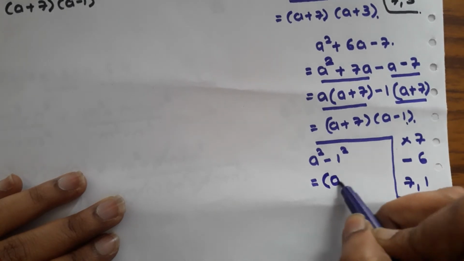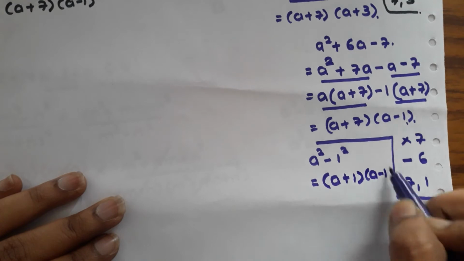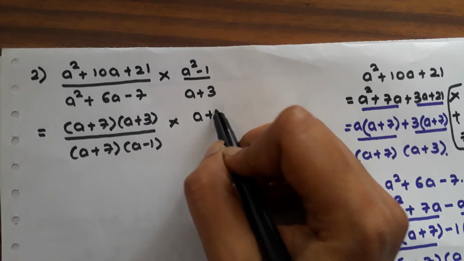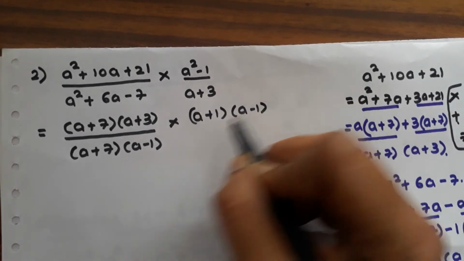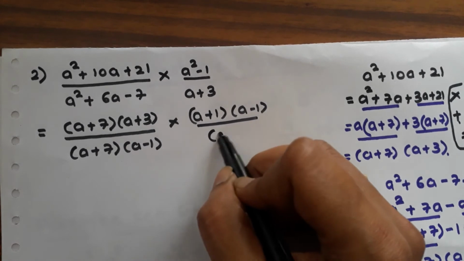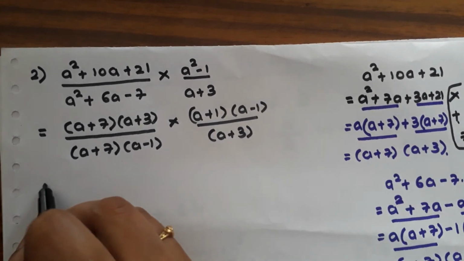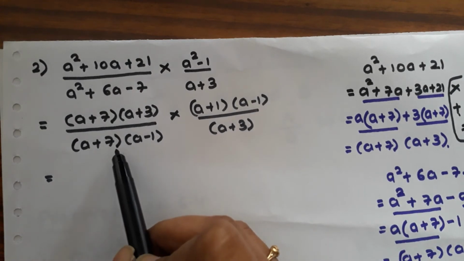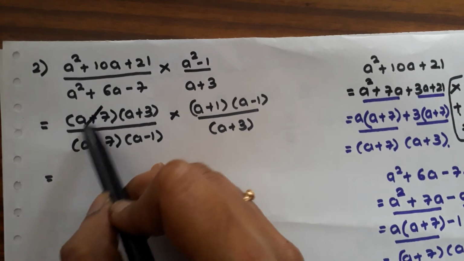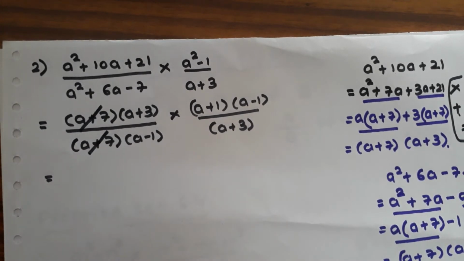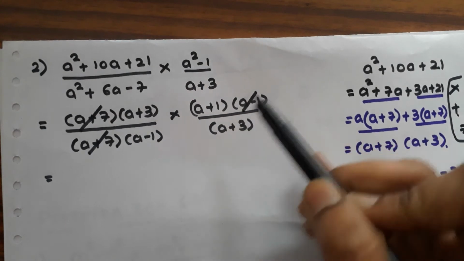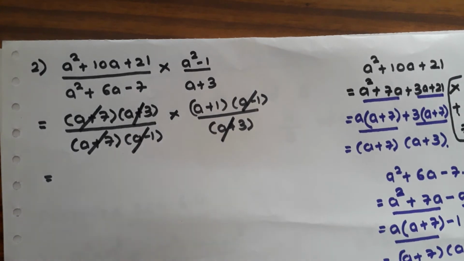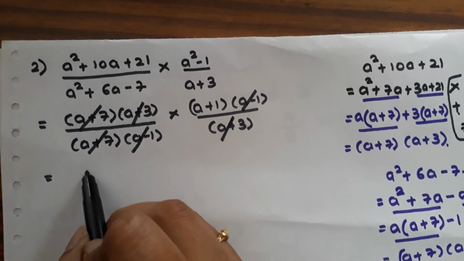A plus b into a minus b, same as a plus 1 into a minus 1. Keep the denominator as it is. A plus 7 in the numerator and denominator of the first rational algebraic expression get cancelled out. Similarly, a minus 1 gets cancelled out, and a plus 3 gets cancelled out. So the expression which is left is a plus 1.